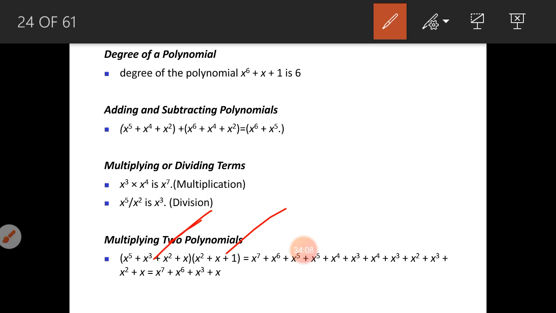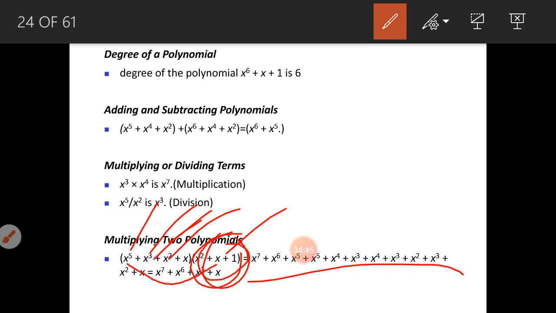We need to first select the first term from the first polynomial, and that first term we need to multiply with all the terms which are present in the second polynomial. Next time, take the second term in the first polynomial and multiply it with all the terms in the second polynomial. Same thing, take the third term from the first polynomial and multiply it with all the terms present in the second polynomial. Whatever result we get, we need to simplify that result.